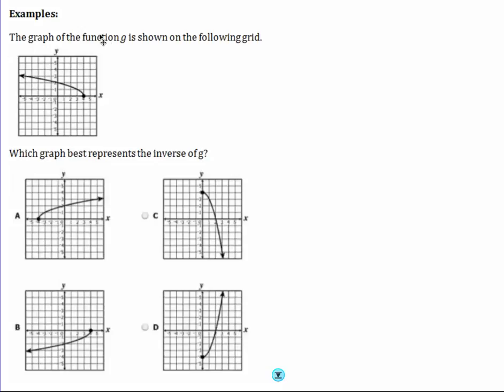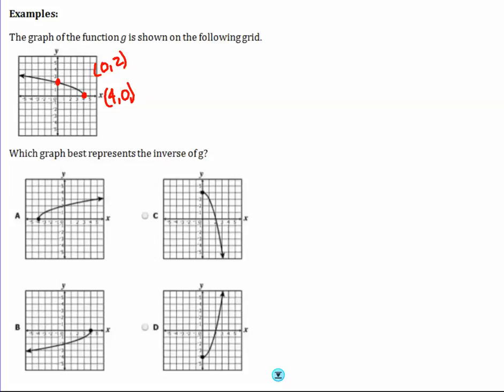It says the graph of a function g is given in the following grid. That's here. Which graph best represents the inverse of g? The easiest way to do this is to look for some points on the original graph. So this point here is 4, 0. This point here is 0, 2.